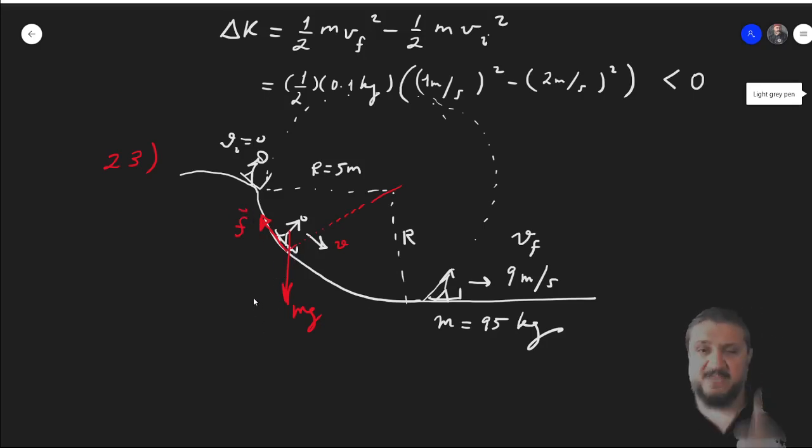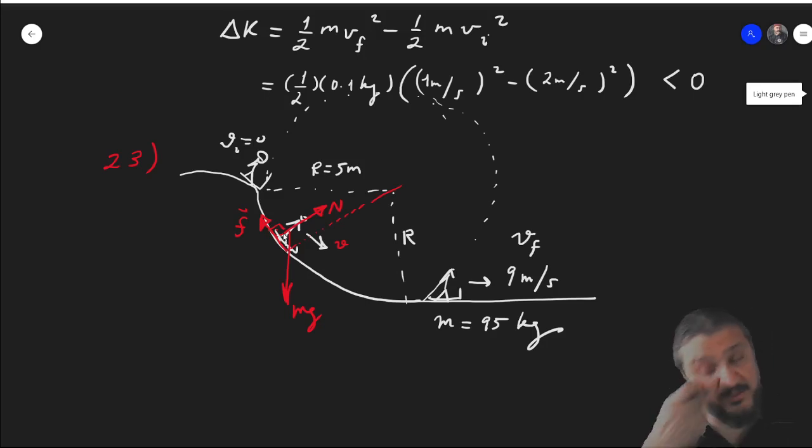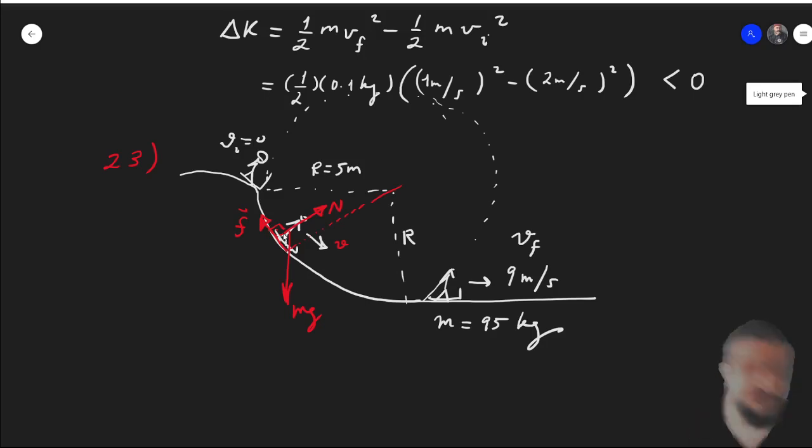But mg is always downward. And the third force, the normal force, is this way. So normal force and the friction are always perpendicular. And mg is always downward. Now remember, the forces which are perpendicular to motion never do any work. Okay, so the normal force is not doing any work here. Friction is doing work, that's what we're supposed to find.